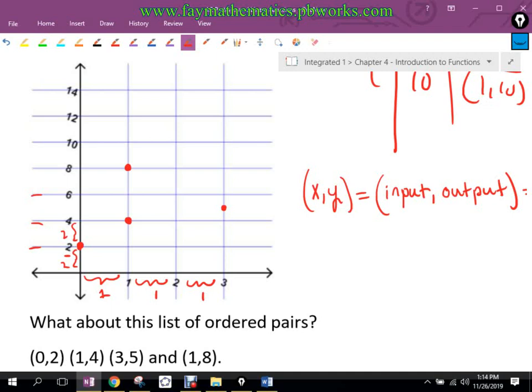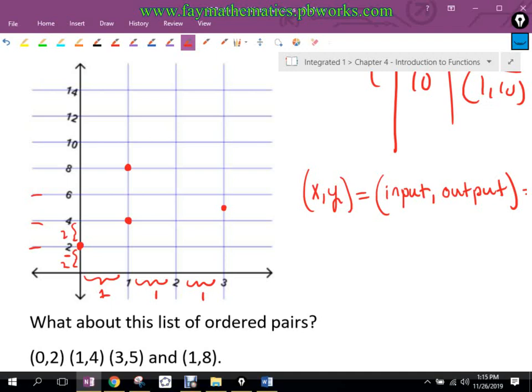That being said, it would be very difficult for us to write a rule, like we were doing in the beginning class, like an equation that would produce these ordered pairs. Because we would need an equation that says, okay, when you plug in 0, you get 2 back. When you plug in 1, you get 4 back, and you get 8 back. So you get two answers back when you plug in 1. Well, if you think about the way we know our numbers right now, that's going to be hard to do. So that's not a function. Therefore, we're not going to be able to make a rule up for that. Does that make sense?